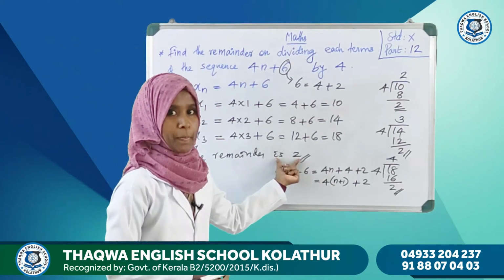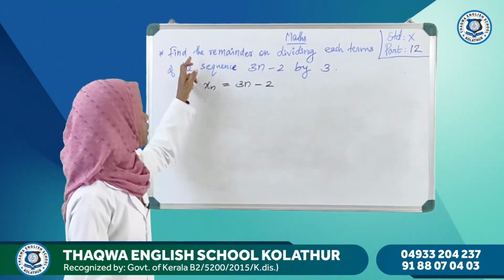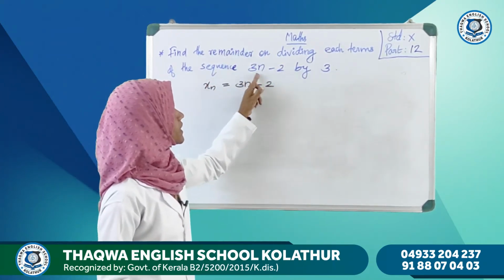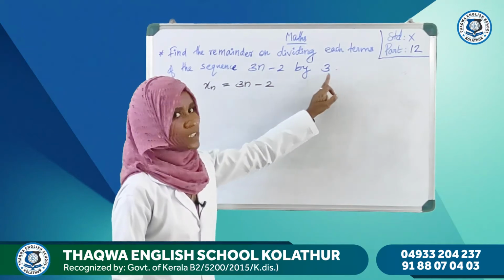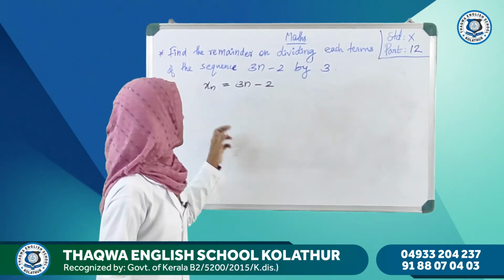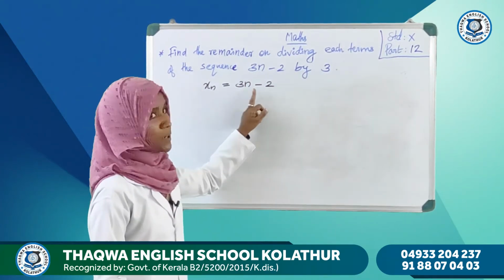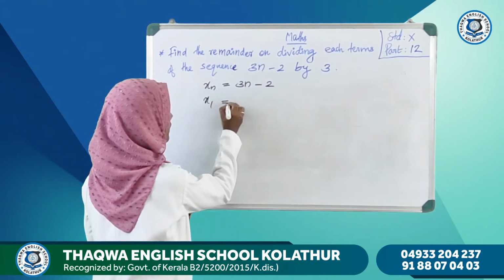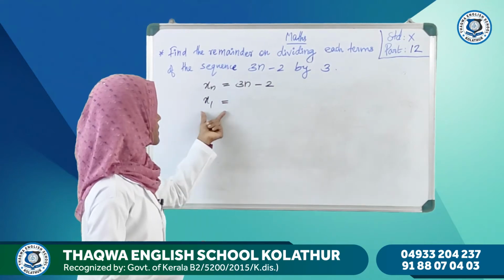The question is, find the remainder on dividing each term of the sequence 3n minus 2 by 3. Then the nth term is 3n minus 2. We have to find the first term. What is the first term?